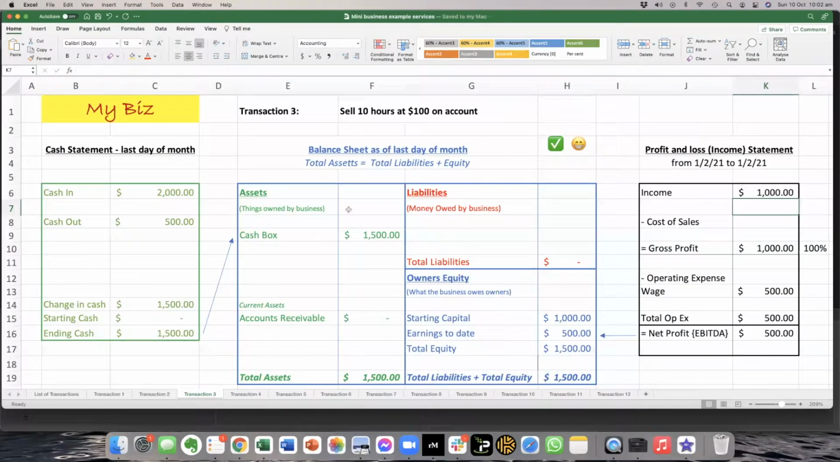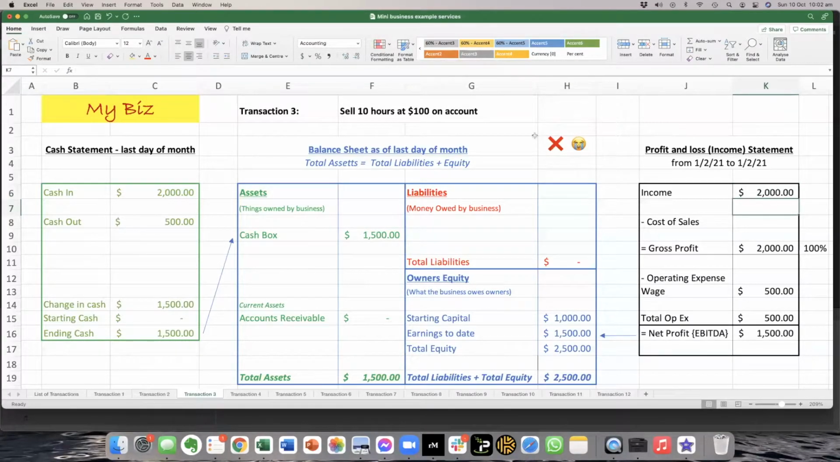All right, so it's time to do transaction 3. Business is going good. We've been able to sell another 10 hours at $100, but this time it's on account. So the person's going to pay after the work's been delivered, or there will be some time delay. So we're going to have to set up an accounts receivable. So let's see how this plays out. So we've got more sales of another $1,000. So we're going to increase our sales over here. Remember, your system, Xero, MYOB, is doing this automatically for you.